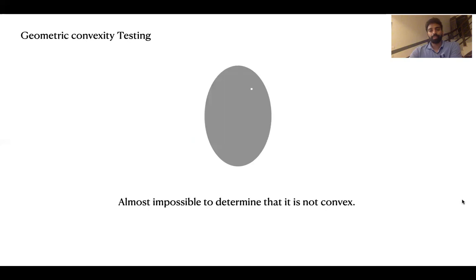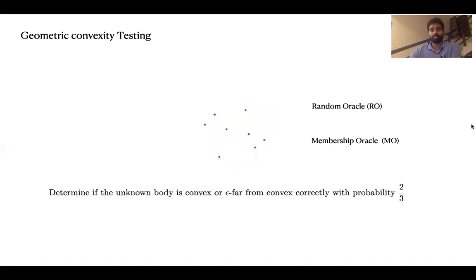There are some examples where it's almost impossible to tell if it's convex or not. For example, here you take a convex body and just remove 1 point. It's almost impossible to tell if it's convex or not. So we consider a relaxation of the problem, where instead of trying to determine if the body is convex or not convex, we try to determine if it is convex or far from convex, and we need to answer correctly with only probability 2/3.